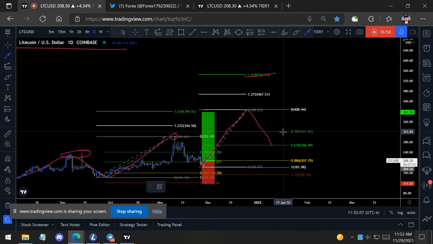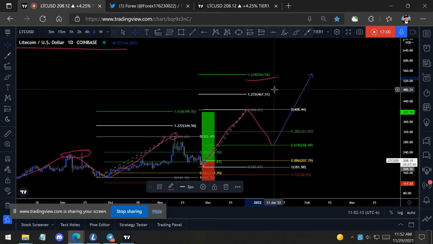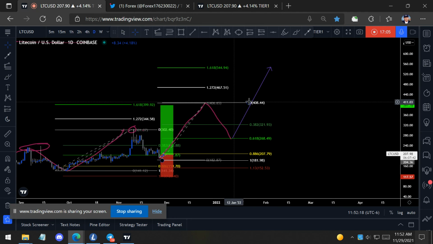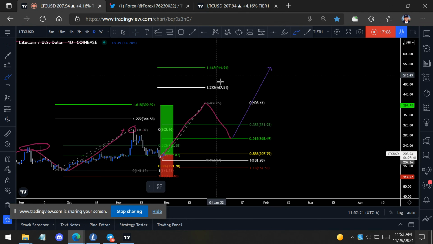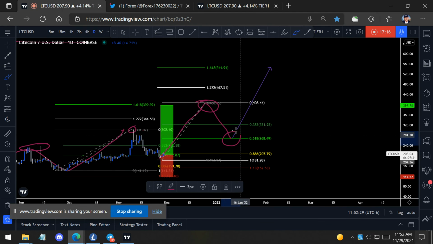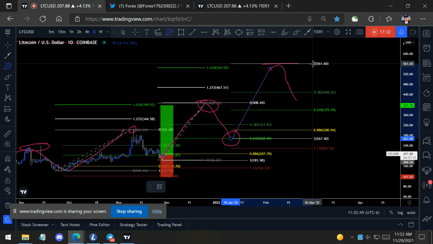Would be 544. So if we got to push up like that again, then we would have a new impulse leg that breaks previous structure to the left. We would have a new higher low. We would have a new higher high up here. If we got all that, then we could look for a retracement to the 61.8 level.